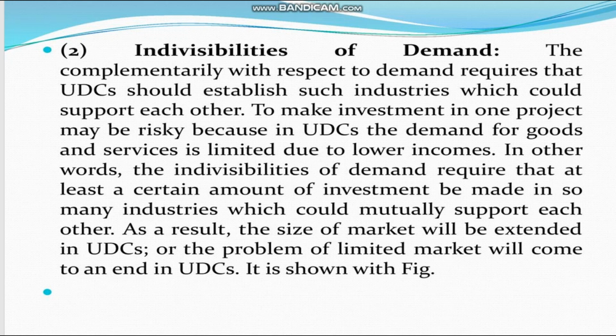So there is limited demand when there is only one industry. So if many more industries like the cloth industry and other industries are established, the workers of the shoe industry will purchase the clothes. The workers of the cloth industry will purchase the shoes. So demand would increase, and both the industries would help each other, would support each other, and there would be interdependent industries. This is complementarity of demand.